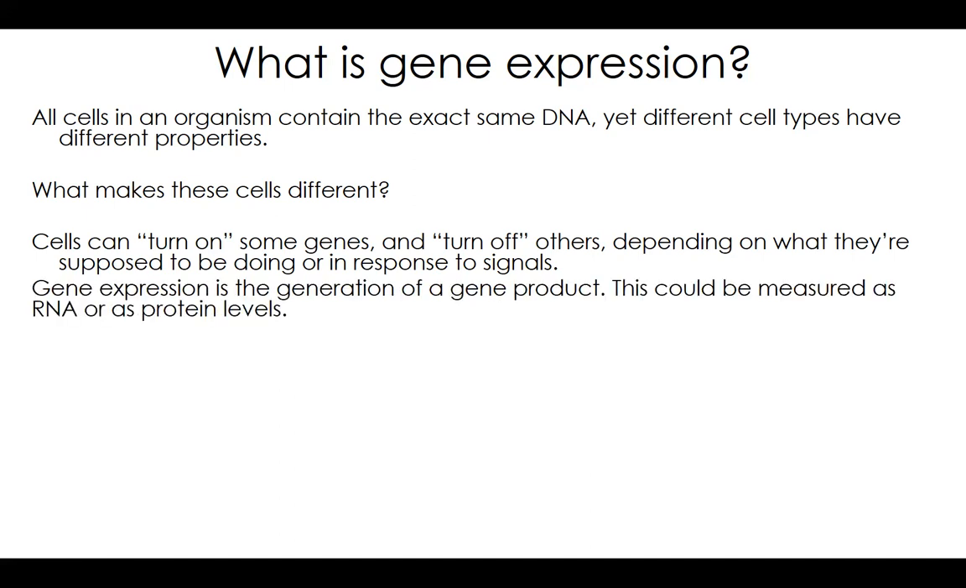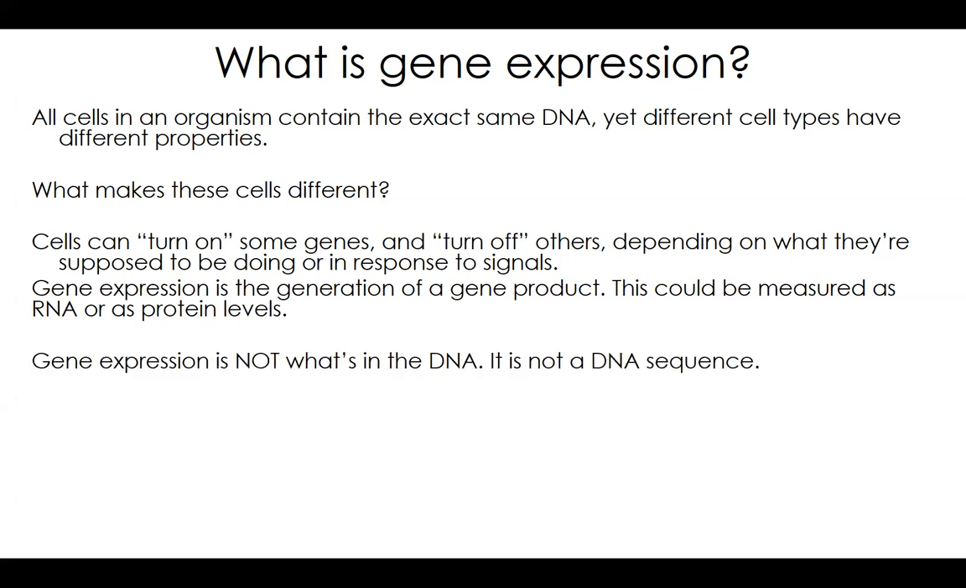So gene expression, when we talk about it as scientists, is simply the generation of what we refer to as a gene product. A gene product can either be measured as RNA, like a messenger RNA, or as protein levels. In chapter 18, we'll be talking about some cases where not everything is made into a protein. So sometimes it's more suitable to look at the RNA levels, and sometimes it's more suitable to look at the protein levels. However, one thing it's never suitable to do is consider gene expression as what's happening in the DNA. So gene expression is not DNA.